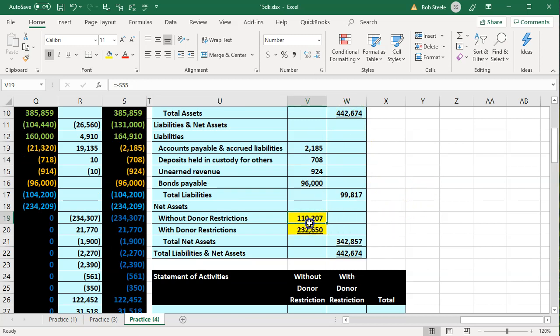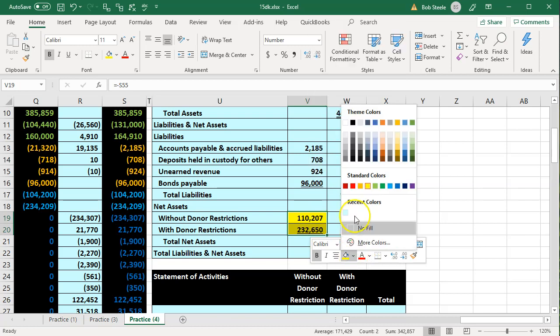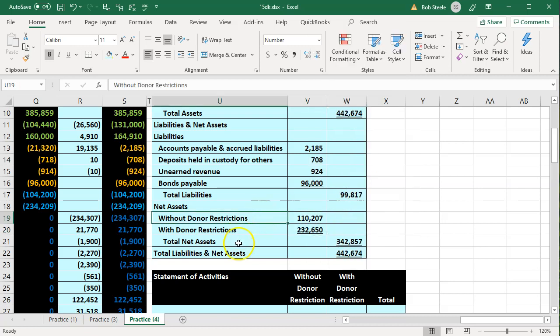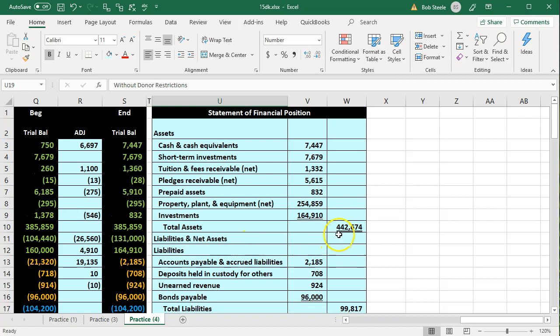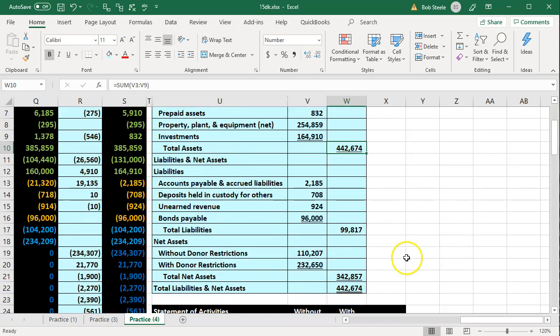I'm going to go ahead and make this blue again. And there we have that. So there's going to be our balance sheet. We can check, of course, that it's in balance: assets equal liabilities plus net assets.